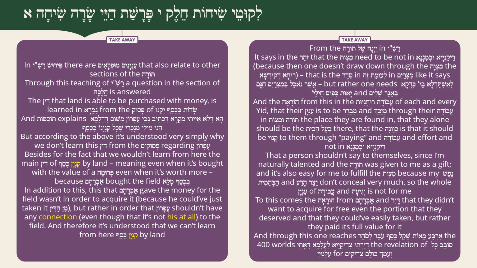So the Zohar says that the mitzvahs need to be not in reikanyo of a matana, but rather one needs lishtadel, to exert oneself properly according to their ability, and bi'agar shalem. And we learn from this in the avodah ruchnis of each and every Yid, that the inyan of a Yid is to be mevarer, mezakech, to refine and uplift through their avodah and Torah and mitzvahs the place that they are found in, and the person should do it in such a way that they alone should be the baalabayis there. It should be a place of kedusha, that the kavanah is that it should be connected to them. The place should be acquired to them through paying and avodah and effort, and not in reikanyo of a matana.